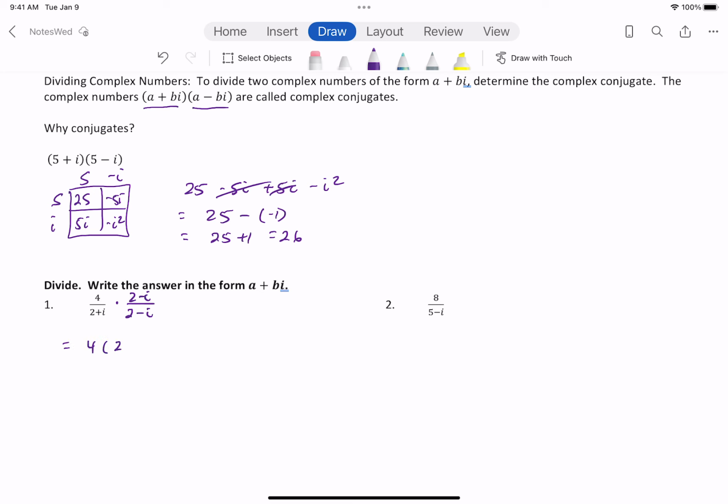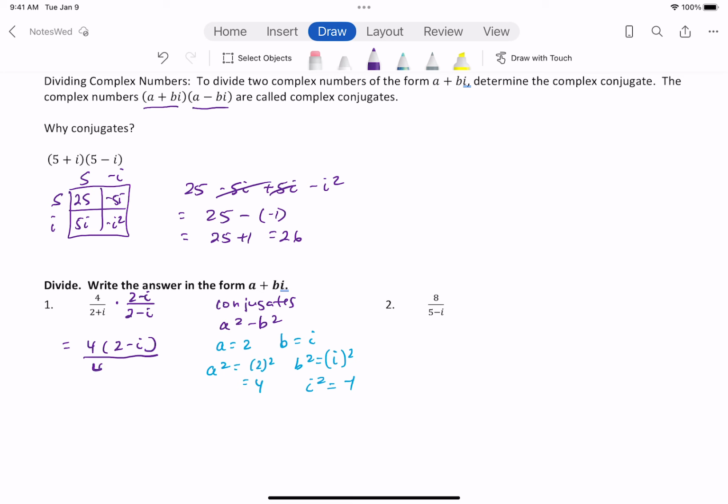So on the top we get 4 times 2 minus i. I'm going to use the same trick here that I used with the radicals, right? I know if I multiply conjugates, I'm going to end up with a squared minus b squared, right? So a in this case is 2 and b is i. So a squared is 2 squared, which is 4. And b squared is i squared, which is negative 1, right?